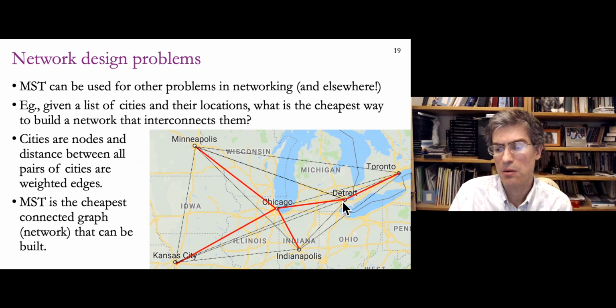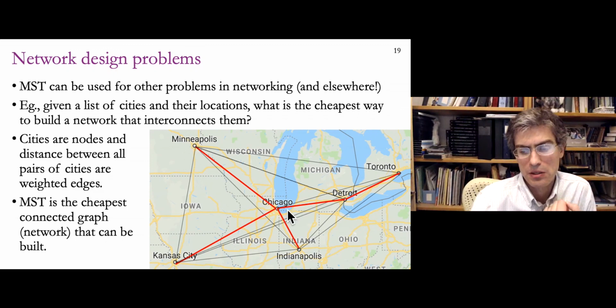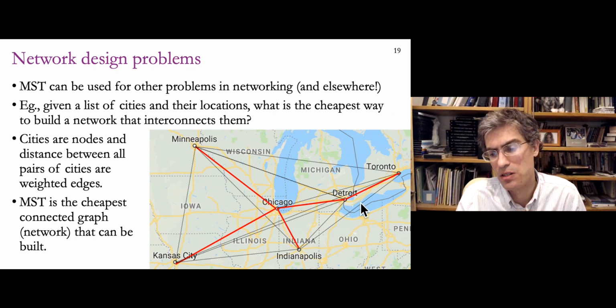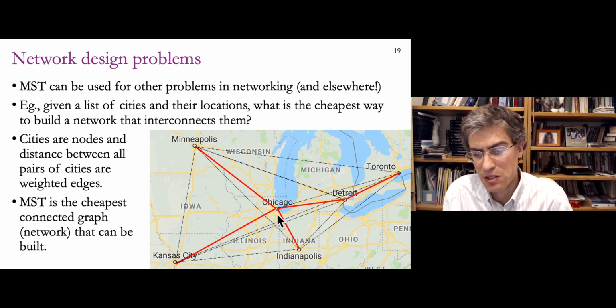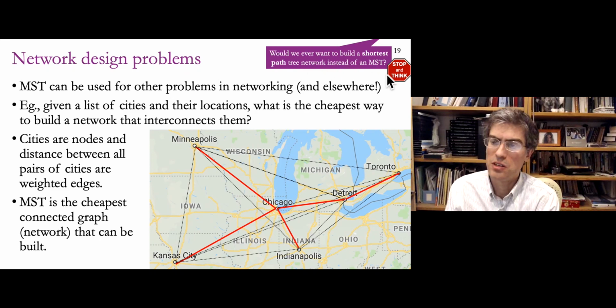Anyway, in this scenario that I've drawn up, you might want to figure out what links you should build to complete this network as efficiently as possible. The minimum spanning tree in this case will be the cheapest graph that connects all these nodes. There are other alternatives, but this is the cheapest one because it's a minimum spanning tree. Okay. Now, you could think about scenarios when you might want to have a shortest path tree instead of a minimum spanning tree. In other words, use Dijkstra's algorithm instead of Prim's algorithm.